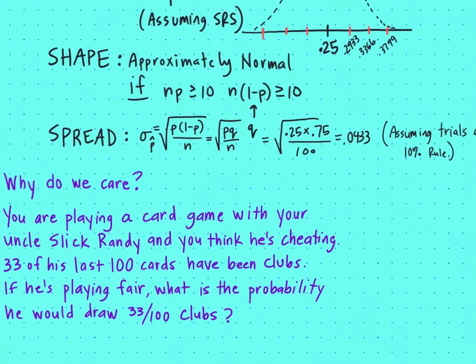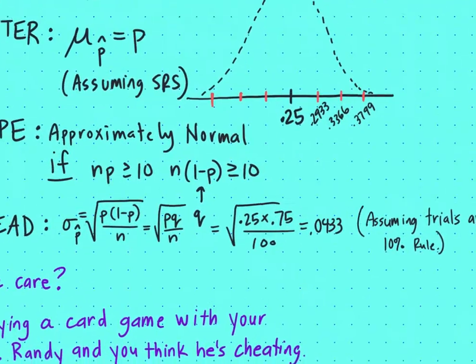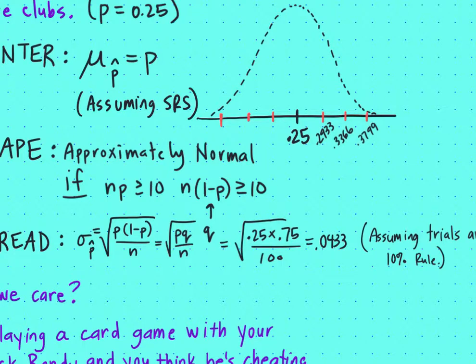Okay, so why do we care about this? Well, we care because it allows us to determine how unlikely certain outcomes are. So in this situation, we're playing a card game with our Uncle Slick Randy, and I think he's cheating because, let's say clubs are good in this game, and he's gotten 33 out of 100 that are clubs. Do we think he's cheating? In other words, what's the probability that you would get 33% clubs in a world where the mean was 25% and the standard deviation was 0.0433 and the distribution was normal?